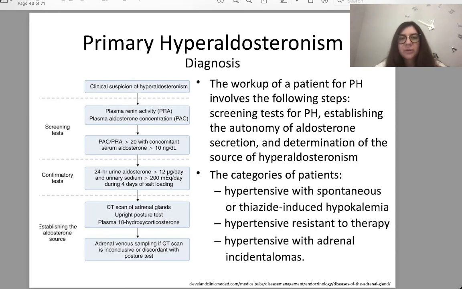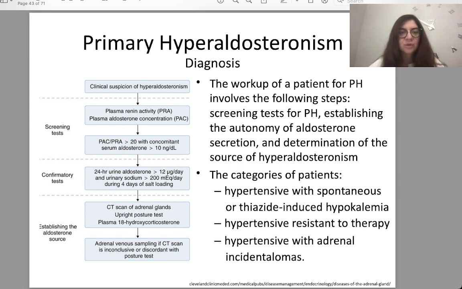Diagnosis. The workup of patients with primary hyperaldosteronism involves the following steps: screening tests for hyperaldosteronism, establishing the autonomy of aldosterone secretion, and determination of the source of hyperaldosteronism. There are three categories of patients. First, hypertensive patients with spontaneous or thiazide-induced hypokalemia. Next, hypertensive patients resistant to therapy, and hypertensive patients with adrenal incidentalomas. I will explain what that is. And you see the algorithm for diagnosis with screening test, confirmatory test, and establishing the aldosterone source.